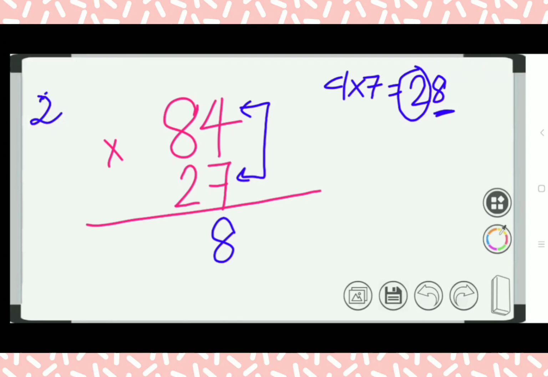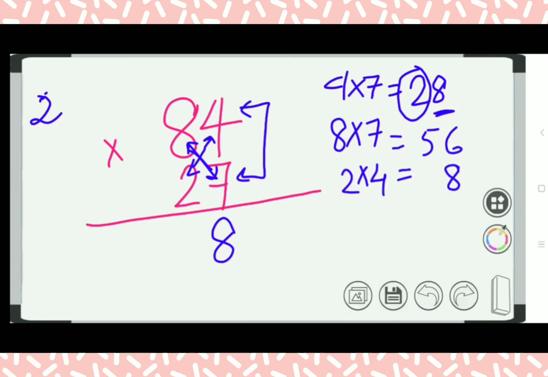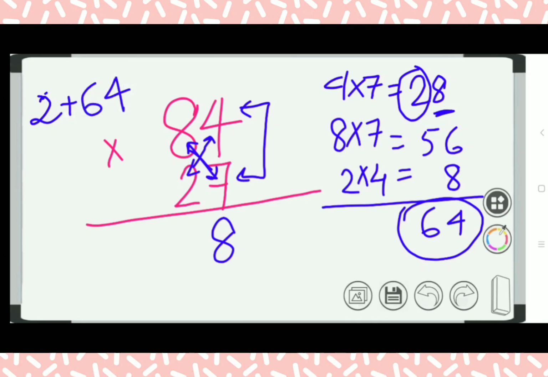Then again simple cross multiplications, meaning 8 into 7 and 2 into 4. This should be done. So let's multiply 8 into 7, it is coming 56. Then we will do 2 into 4, it is coming 8, and these two products will be added. So it is coming 64, and this 64 will be added to the carried 2. We have added and it is coming 66.